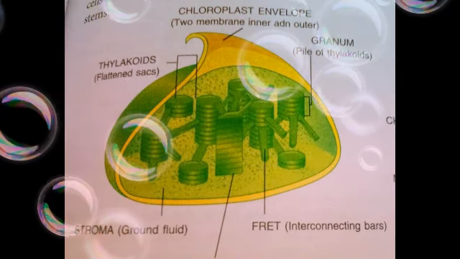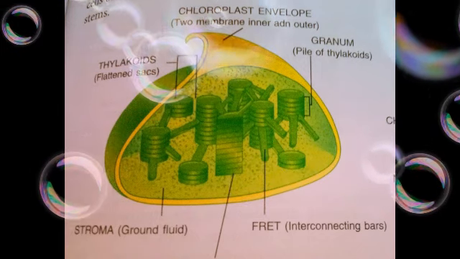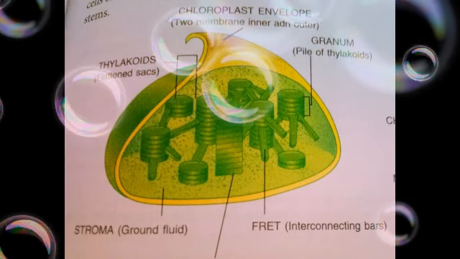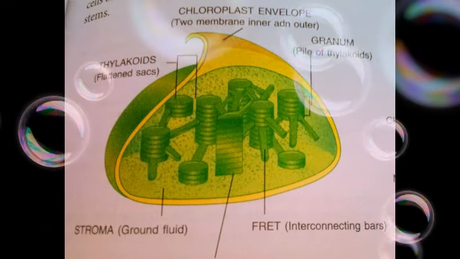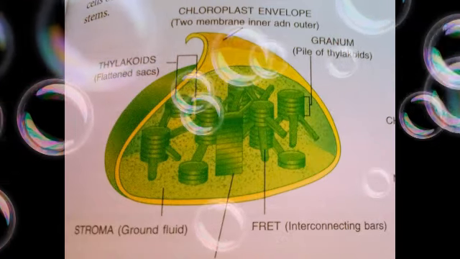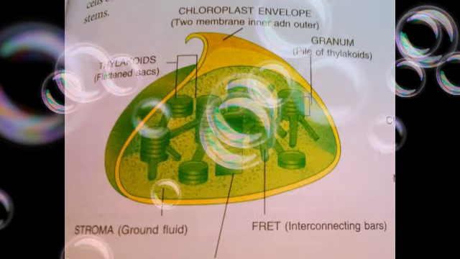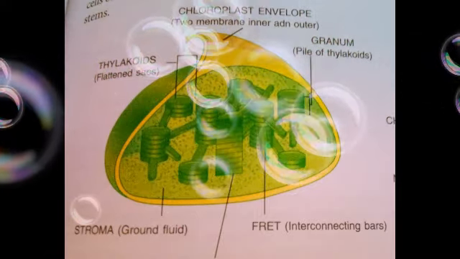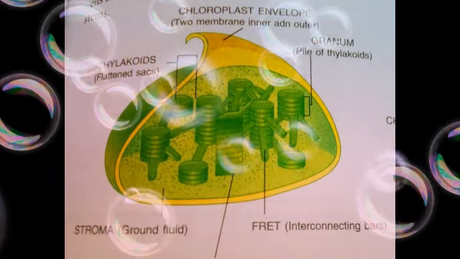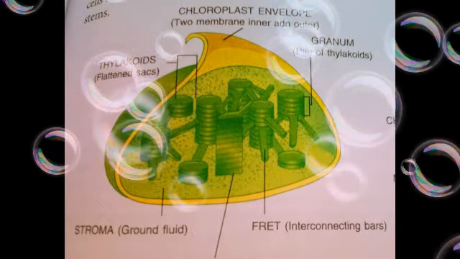The thylakoids, which are in piles of the grana, are connected with each other with the fret, the interconnecting bars. It consists of chlorophyll, and this chlorophyll is capturing the light energy during the daytime. The chlorophyll also consists of hydrogen, oxygen, nitrogen and magnesium, and especially they are present in the thylakoids.